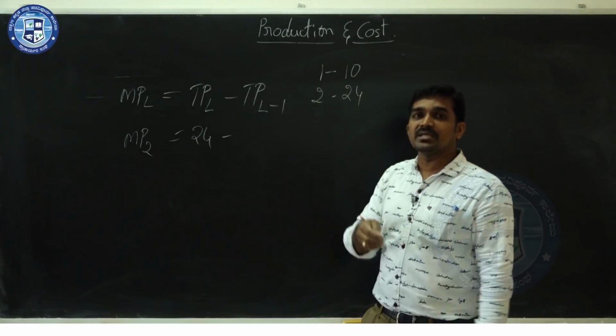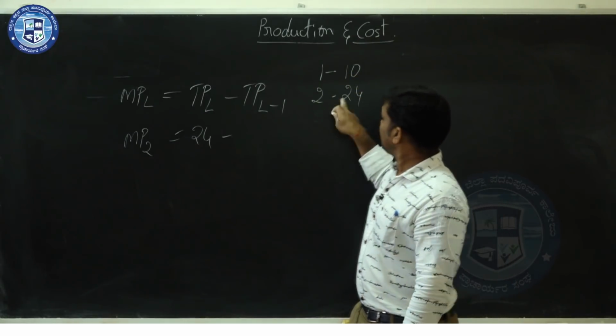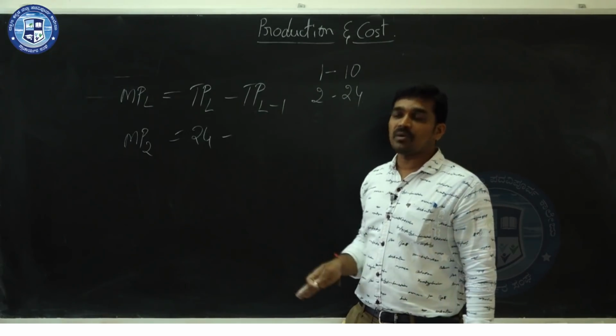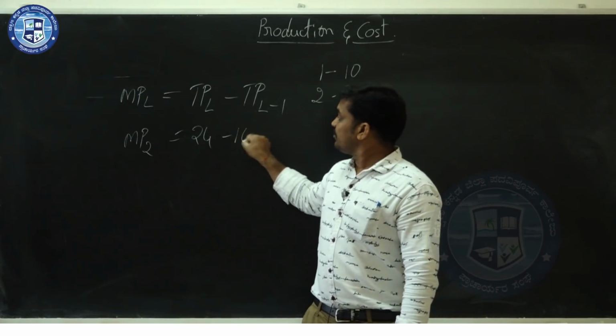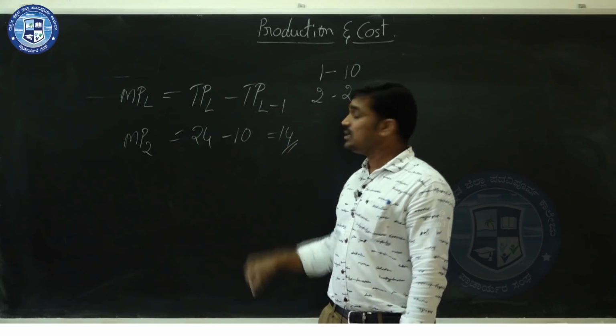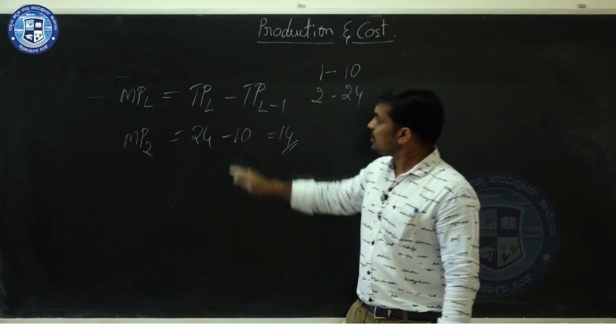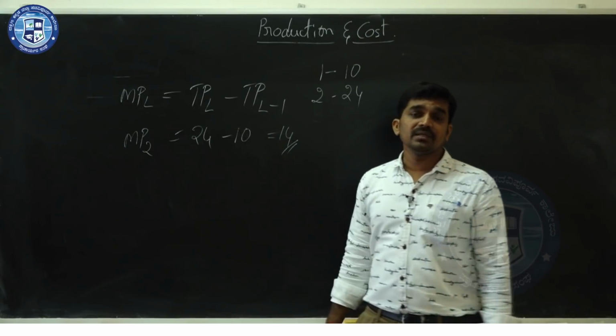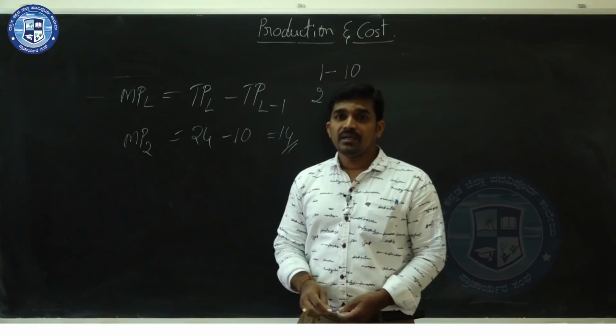That is why we call it the previous unit. The L minus 1 indicates the previous unit's total product. So, it is 10. So, 24 minus 10 equals 14. It is the marginal product. So, this is another formula to calculate the marginal product of labor.